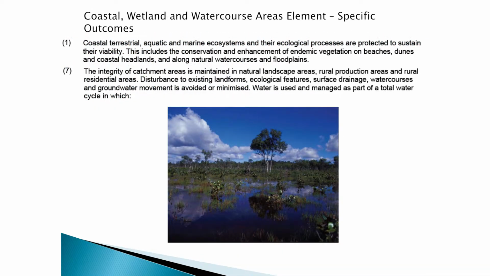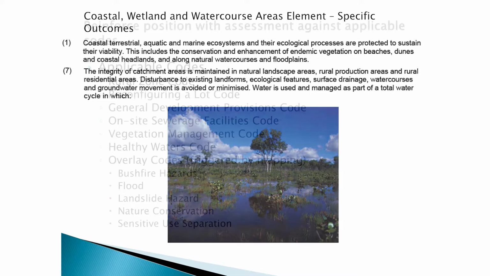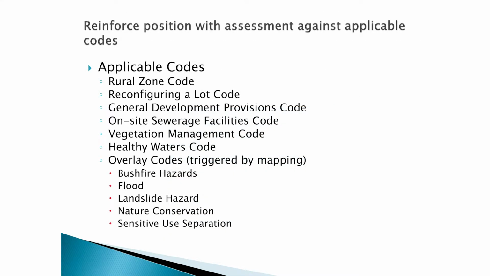Coastal wetland areas. The integrity of the catchment areas is maintained in natural landscaped areas, rural production areas and rural residential areas. Disturbance to existing landforms, ecological features is avoided or minimised. So we've gone through the major parts of the strategic intent, and Brock and I have come to the conclusion that this application is in major conflict with the strategic intent and the strategic framework.